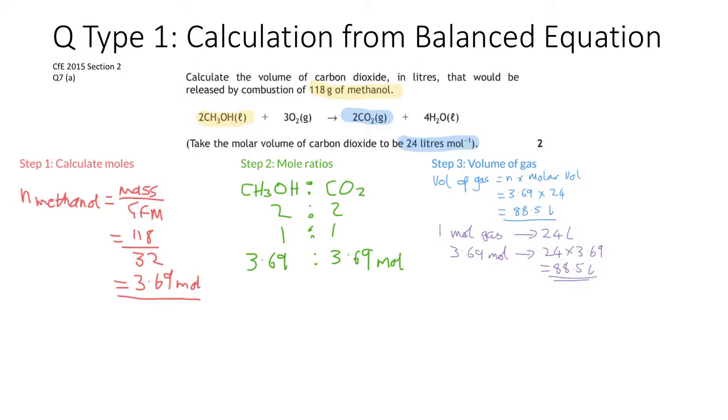So marks in this question, there was 1 mark for calculating the moles of methanol to begin with, and the second mark is for doing the molar volume calculation, and you must have the proportions correct in the middle to get the answer right in step 3 here.